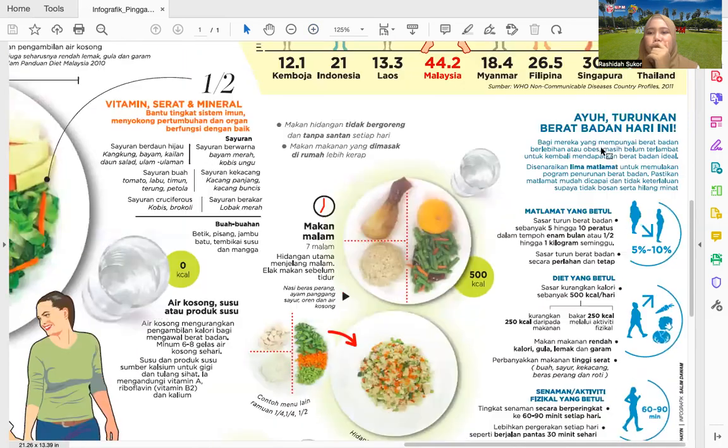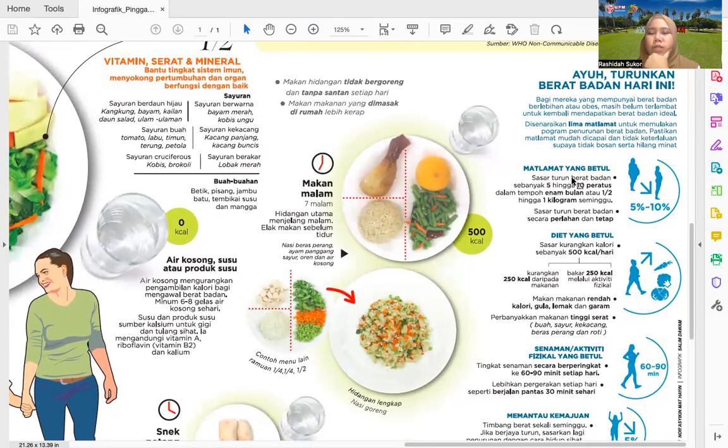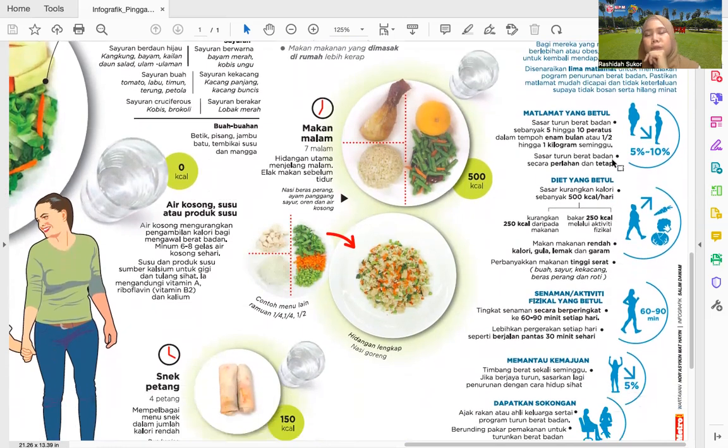Okay, ayuh turunkan berat badan hari ini. So let's reduce our body weight. So set a true goal, set a correct goal. Okay, so we should set about 5 to 10% between 6 months, or half to 1 kilo per week. Oh, banyak, 1 kilo per week is quite a lot actually, right? But you can, if you are consistent and you are determined, you can achieve the objective.